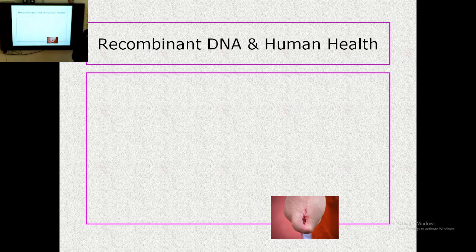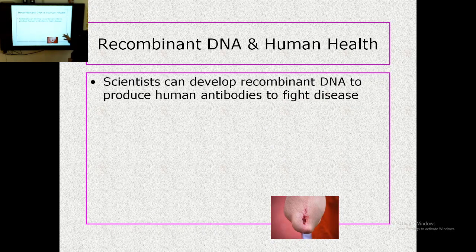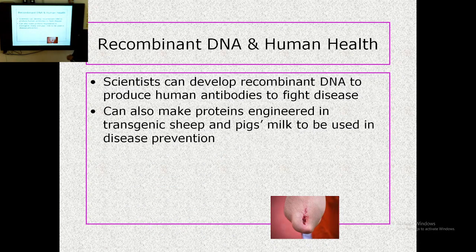Let's now check recombinant DNA. What do we mean by recombinant DNA and human health? What is recombinant DNA, and why do we need to use it? All of these ideas are great and will be used in genetic modification. Scientists can develop recombinant DNA to produce human antibodies to fight disease. Imagine that we can fight diseases by using antibodies produced by recombinant DNA technology. This is amazing. Scientists can also make proteins engineered in transgenic sheep or pig milk to be used in disease prevention. So specific proteins can be engineered and inserted into the sheep's or pigs' milk, to be used in disease prevention.